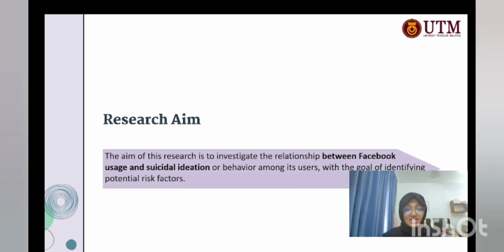The aim of this research is to investigate the relationship between Facebook users and suicidal ideation or behavior among its users with the goal of identifying potential risk factors.